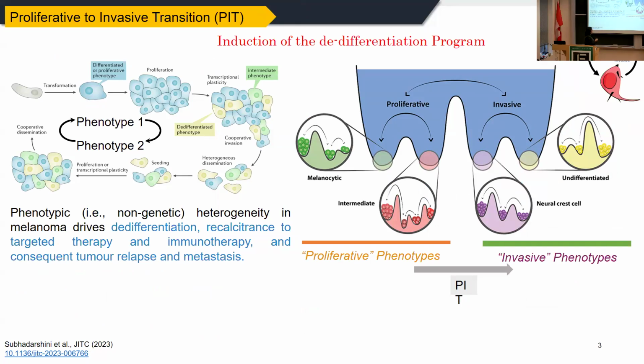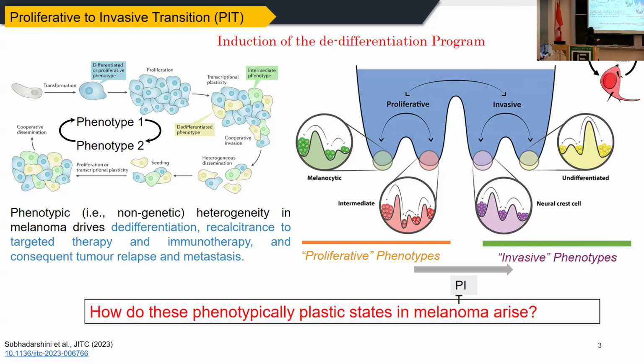Previously, it was seen that melanoma cells can switch from a proliferative phenotype to an invasive phenotype, aiding in drug tolerance and immune evasion. And certain people have categorized these cell phenotypes into 4 types. So broadly, 2 bins, proliferative and invasive. In proliferative, you have your melanocytic or proliferative, and intermediate, and in invasive, you have your neural crest and invasive population, which is the most undifferentiated subtype. So this happens by the induction of your dedifferentiation program. Now, what we wanted to look at is how do these phenotypically plastic states in melanoma arise?